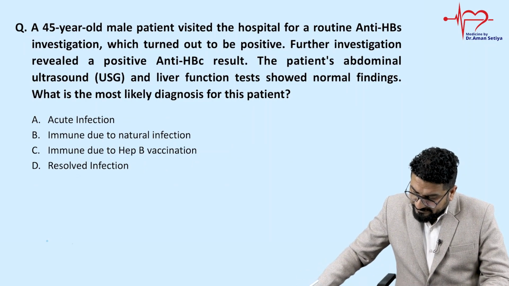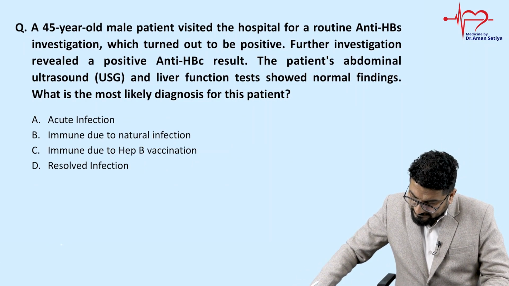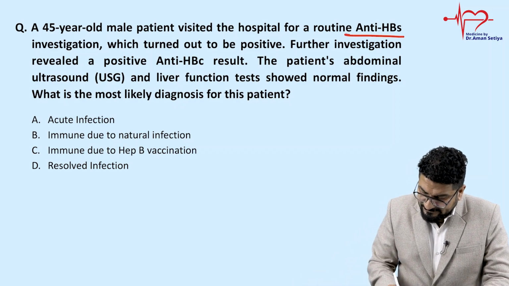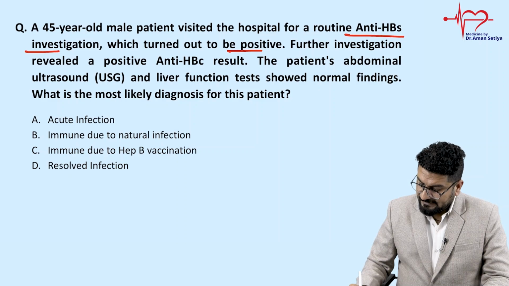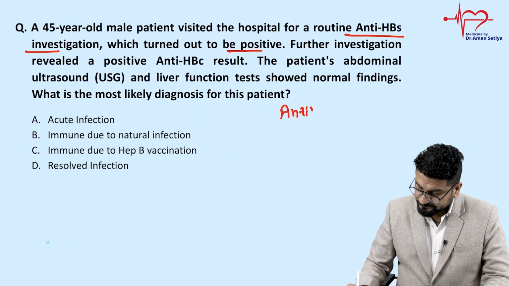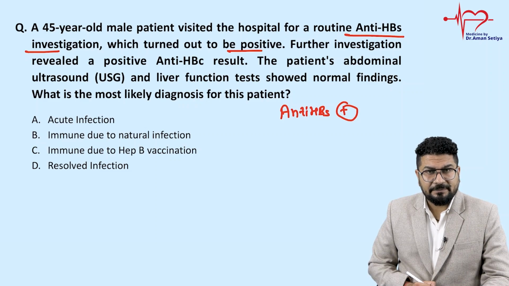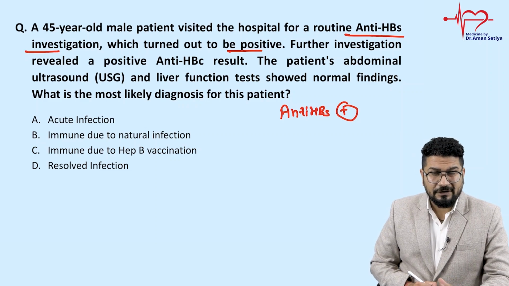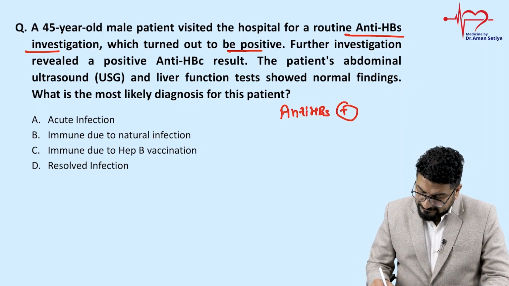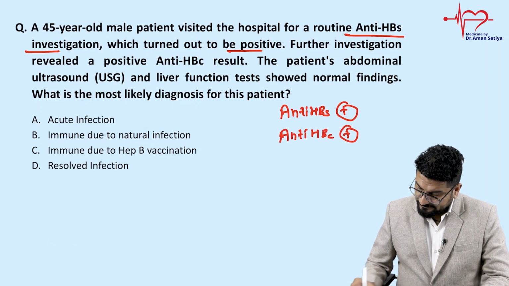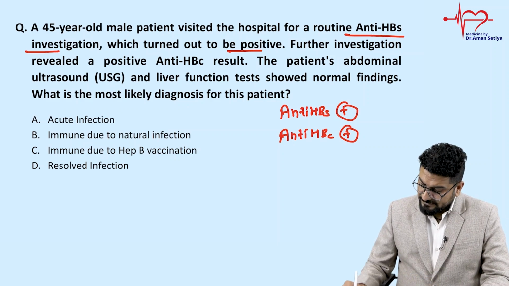A 45-year-old male visited the hospital for a routine anti-HBS investigation, which turned out to be positive. Anti-HBS positive means the patient has either been cured or has immunity. Further investigation revealed a positive anti-HBC result. Anti-HBC positive. The patient's abdominal ultrasound and liver function tests were normal.